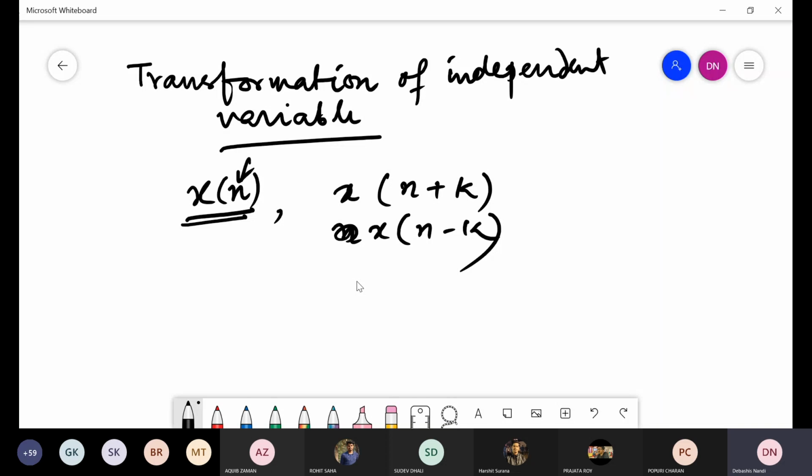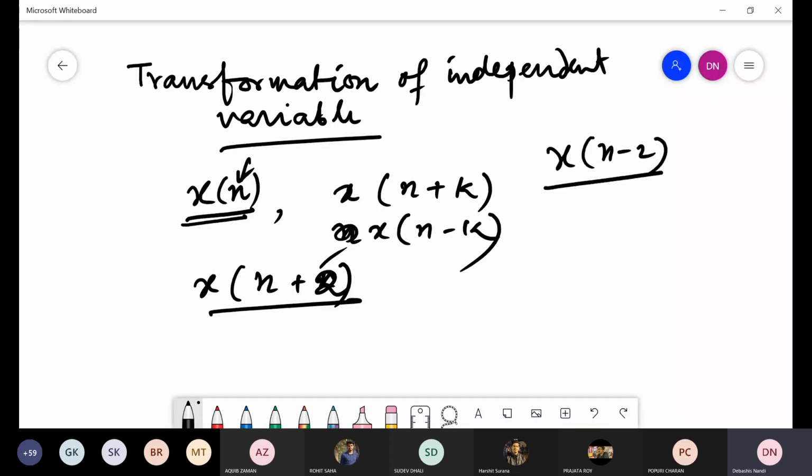So suppose, for example, k is equal to 2, then x[n plus k] implies the shifting of the signal to the left. Here k is equal to 2 indicates that this signal has been shifted to the left-hand side of the vertical axis, and the amount of shifting is 2 samples. Similarly, x[n minus 2] represents that this x[n] has been shifted to the right-hand side of the vertical axis, and the amount of shifting is 2 samples. Okay, so this transformation is called shifting.